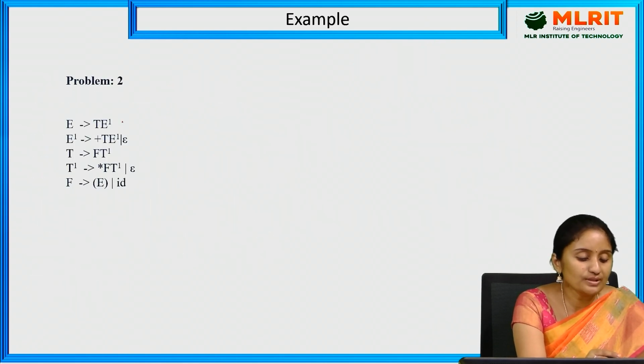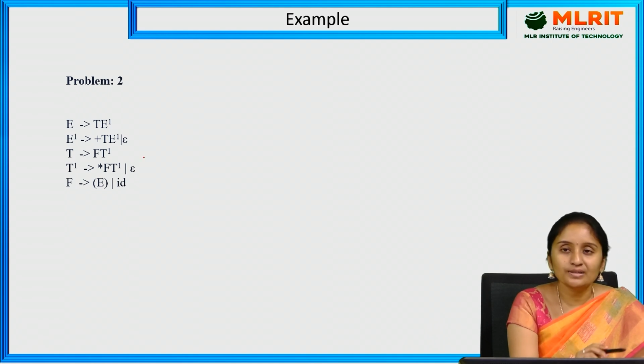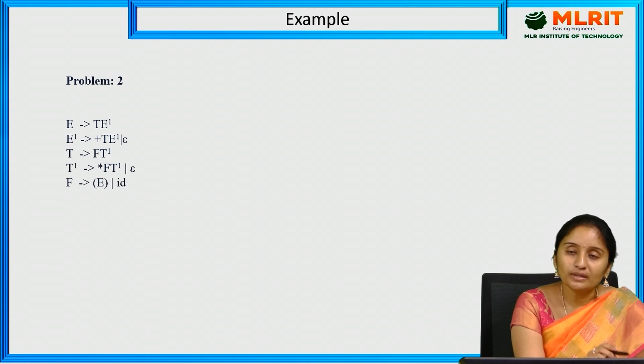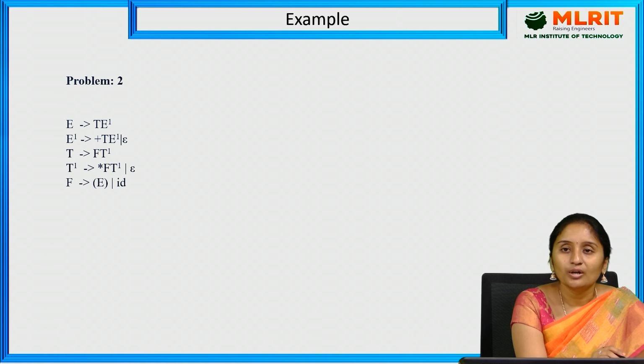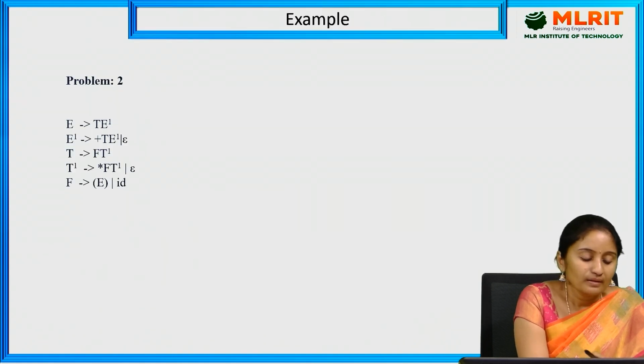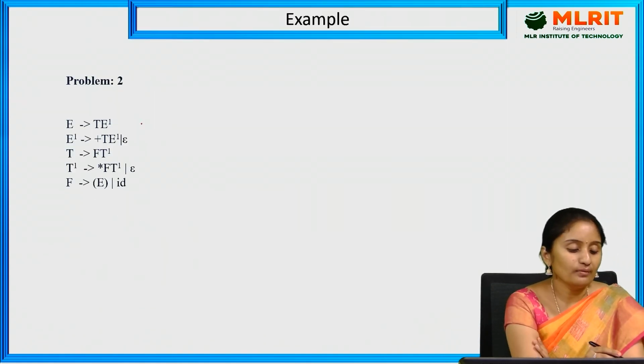E produces TE dash, E dash produces plus TE dash or epsilon, T produces FT dash, T dash produces star FT dash or epsilon, F produces open bracket E close bracket or ID. So coming here, what are the terminals? Here the terminals are plus, star, open, close, ID, epsilon. Those all are the terminals. The non-terminals are E, E dash, T, T dash, F. These are the non-terminals. So see here, what we are going to calculate.